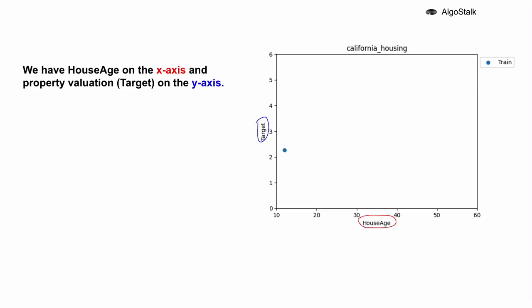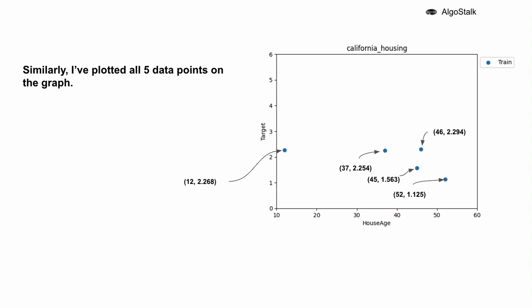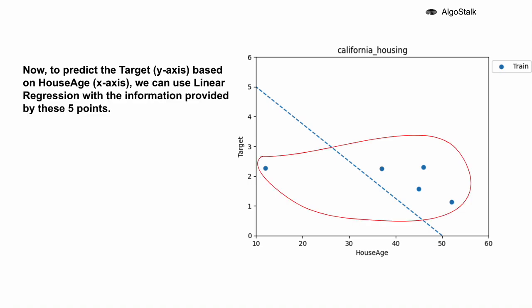We have got house age on the x-axis and property valuation, our target variable, on the y-axis. The first data point shows a house age of 12 years with a valuation of 2.268 units. Similarly, I have plotted all 5 data points on the graph. Now, to predict the target value on the y-axis based on house age on the x-axis, we can use linear regression with the information from these 5 data points.